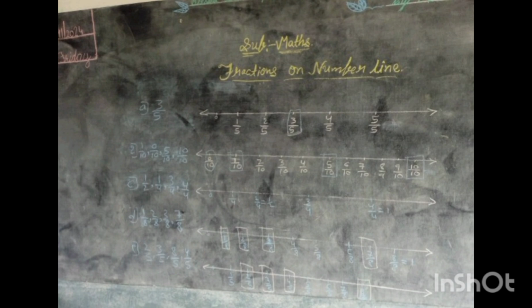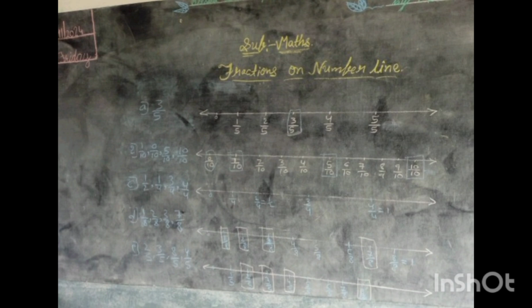Next example, how to present whole numbers as fractions. Given fractions are 2 by 5, 3 by 5, 8 by 5, 4 by 5. Here 8 by 5 is more than 1 whole. How to present this on the number line?